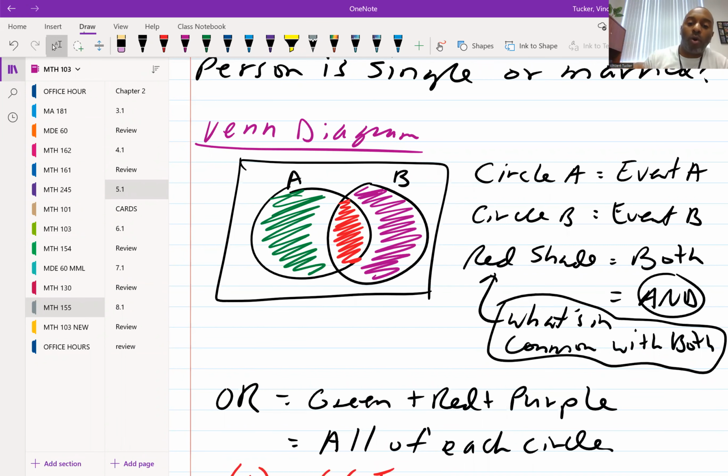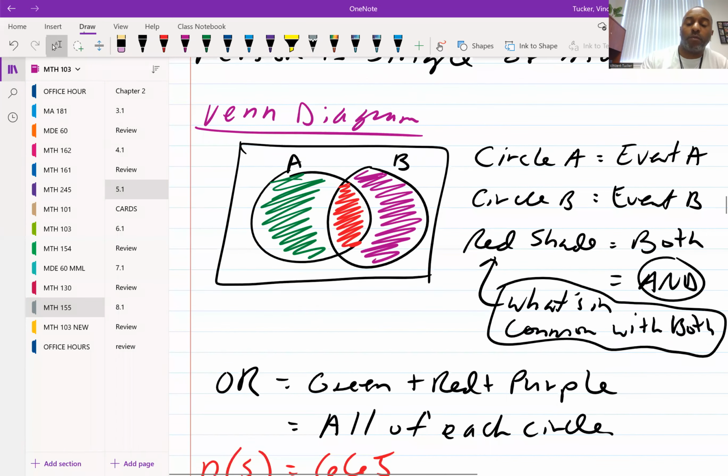Now, or would be all of the shaded pieces. So green, red, and purple. So it's all of each circle. So that's the difference between and or. And is just the middle red piece, or is all of A and B, even the shaded piece, even the middle red piece.